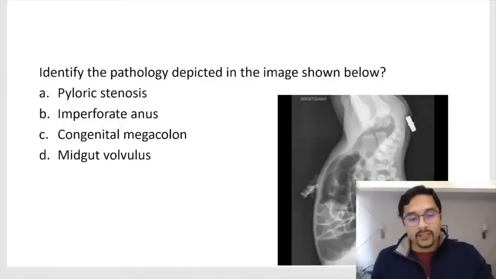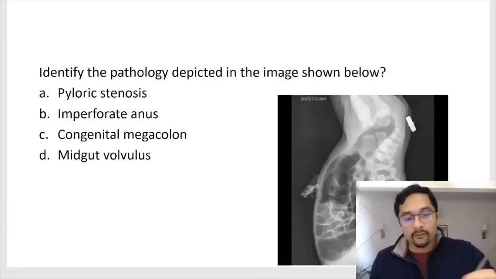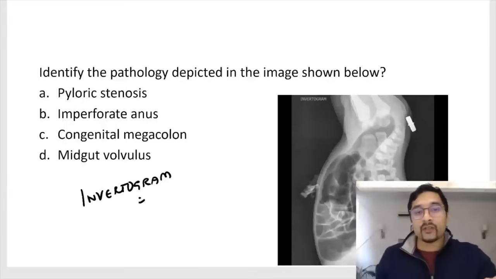This was another question which was asked in the recent FMG exam. You have to identify the pathology. They have shown an invertogram. It was written also, this is an invertogram. Invertogram is done when there is an imperforate anus.